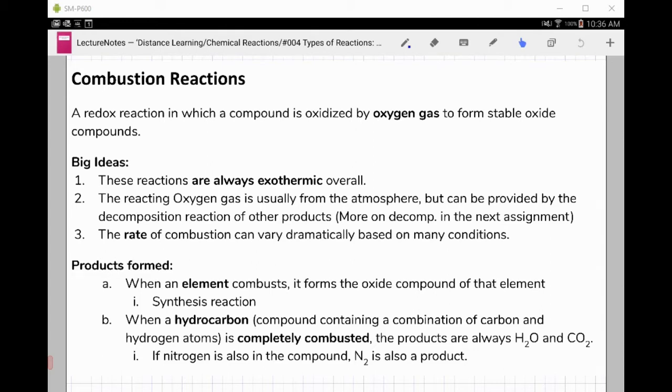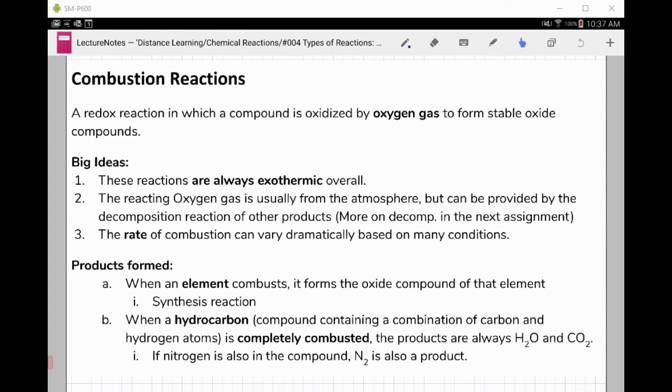Now, in terms of predicting the products that are going to form here, unlike synthesis reactions where those reactants just come together to form a product, when we have a combustion reaction, one of two things is going to happen, and it depends on what the reactant is that is not oxygen. Now, if that other thing is just an element, right, a single atom or a diatomic molecule, essentially what happens is that compound synthesizes, it combines with the oxygen to produce an oxide. So here we have a little bit of an overlap between synthesis and combustion, where if it is just an element, they end up joining together, they oxidize to form the oxide compound.